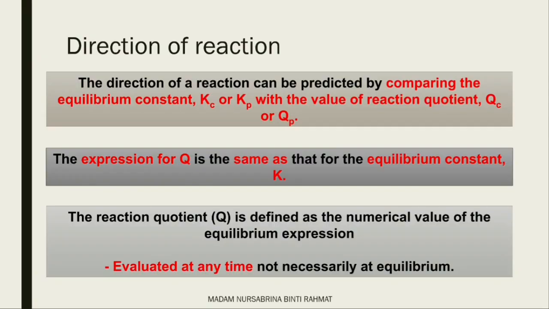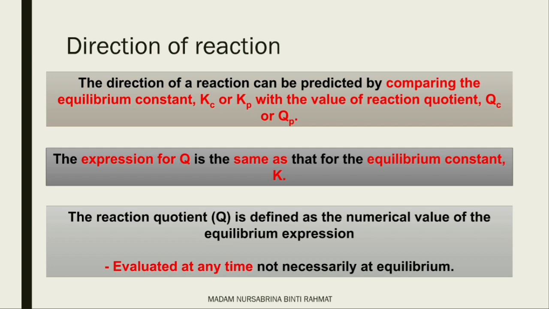The direction of the reaction can be determined by comparing the equilibrium constant with the value of the reaction quotient. Just like the equilibrium constant, the reaction quotient Q can also be written in terms of concentration and partial pressure. If the reaction has already established an equilibrium, the value of K will be equal to Q. So how do we write the expression for Q?